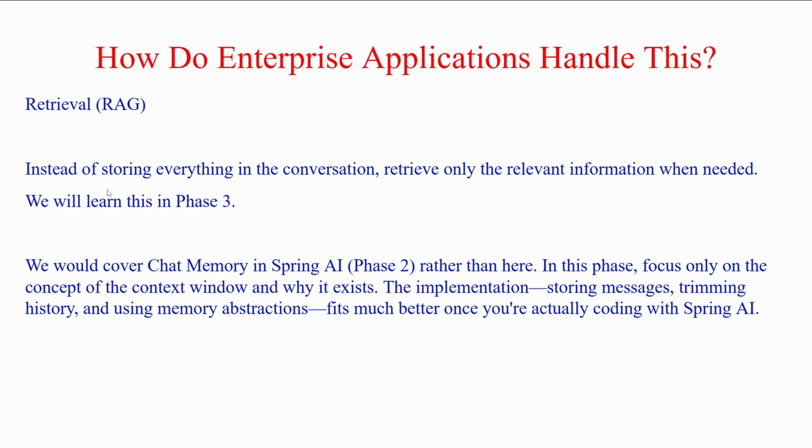The third way enterprises do it is through RAG. Instead of storing everything in the conversation, retrieve only relevant information, and that too when needed. We will see it in phase 3. Now we will cover more about chat memory in phase 2 when we learn more about Spring AI. But in this phase, phase 0, we will focus only on the concept of the context window being nothing but simple memory, which is compared to RAM and not to the hard disk. And the implementation of this, like storing messages, trimming history, using the memory abstraction, everything will come when we start coding with Spring AI.